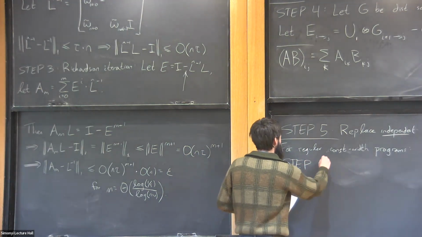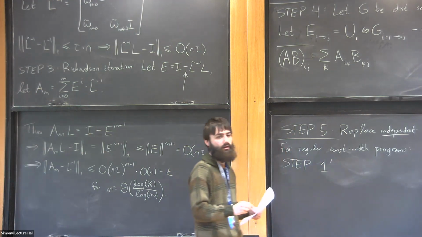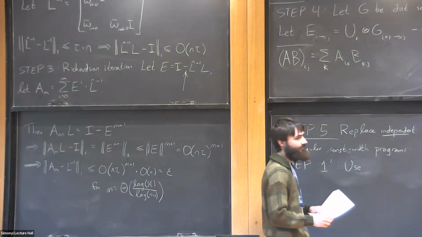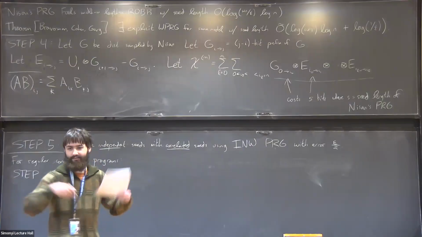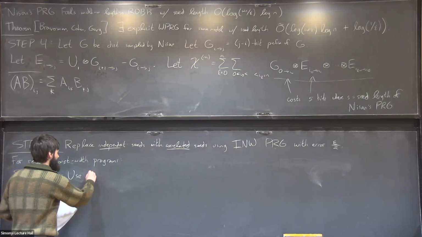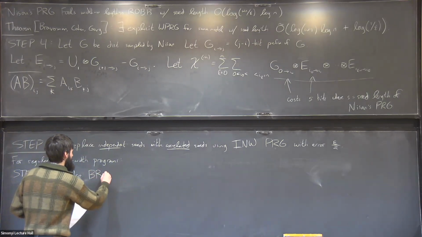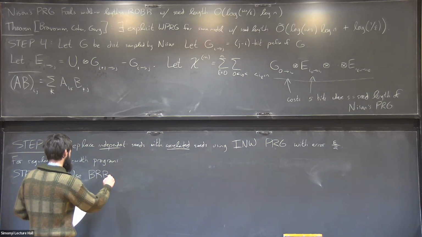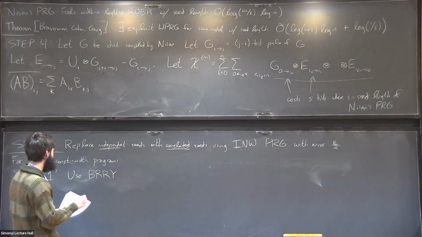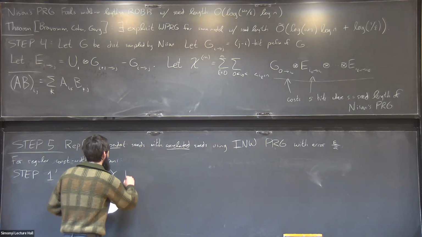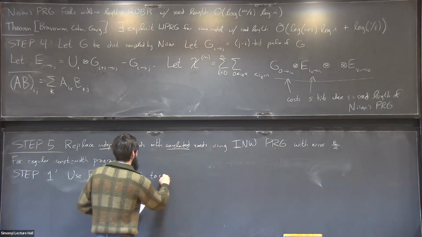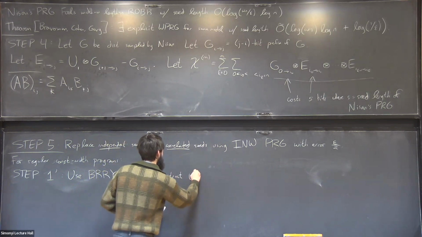Okay, so step 1 prime is very similar to step 1. But now, instead of using Nissan's pseudorandom generator, we'll use the state-of-the-art pseudorandom generator for narrow, regular branching programs, which is this generator that I mentioned earlier due to Braverman, Rao, Raz, and Yehudayoff. So we use the BRRY pseudorandom generator to construct these W tilde matrices.